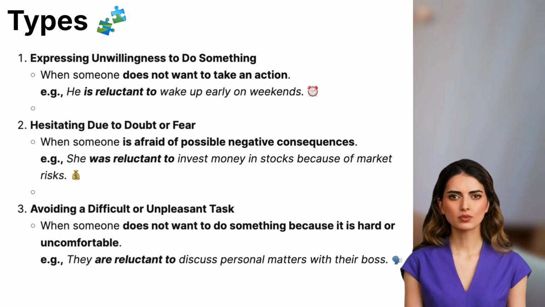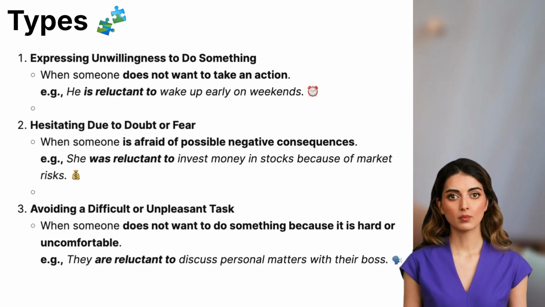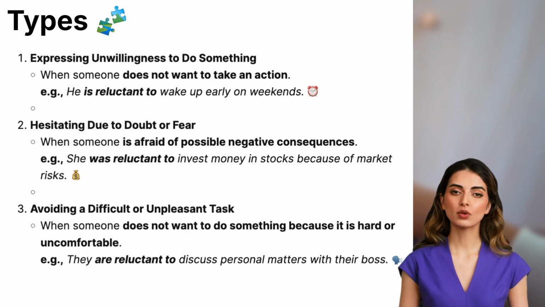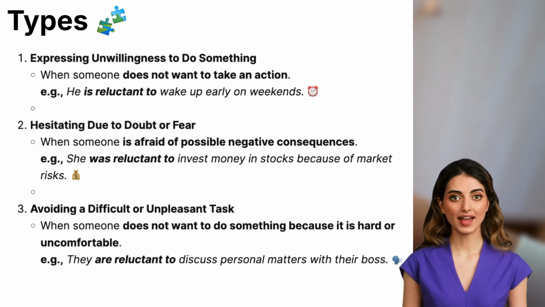Example: She was reluctant to invest money in stocks because of market risks. This means she was unsure about investing because she was afraid of losing money. More examples: He is reluctant to try skydiving because it looks dangerous. They are reluctant to quit their jobs without another job lined up. If someone hesitates because they are afraid of a bad outcome, they are reluctant to act.